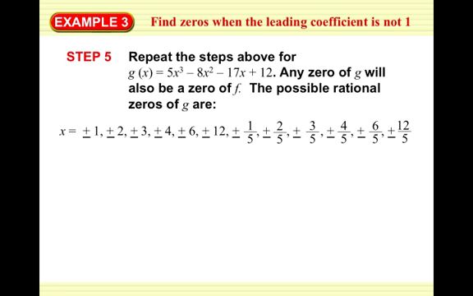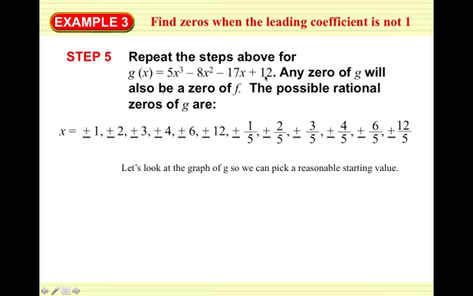So now we're going to repeat the steps from above, but with 5x cubed minus 8x squared minus 17x plus 12. We could have just kept going with the list that we had before, but it would be much larger, and so this actually reduces the number that we have to consider. So this could save us some time.